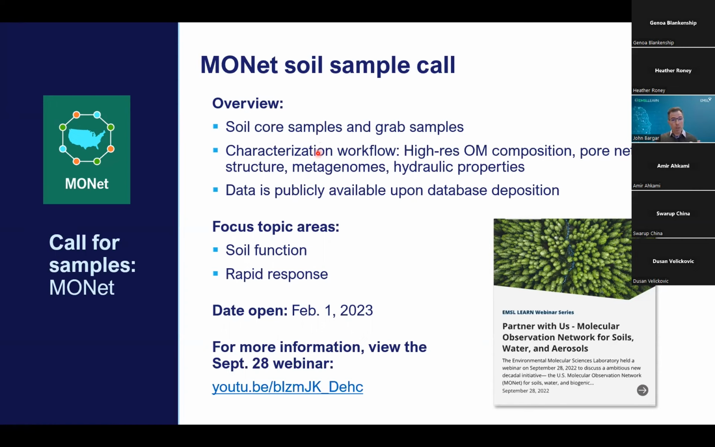And in return, you get a tremendous amount of information. We have a standardized workflow that produces 24 different data types, notably including high-resolution organic matter composition, the pore network structure, metagenomes, hydraulic properties, and a big long list of other biogeochemical parameters. This is free. There are so many data types here that graduate students, postdocs, and faculty who are running research programs related to soil ecology can get a big boost by just submitting a sample.